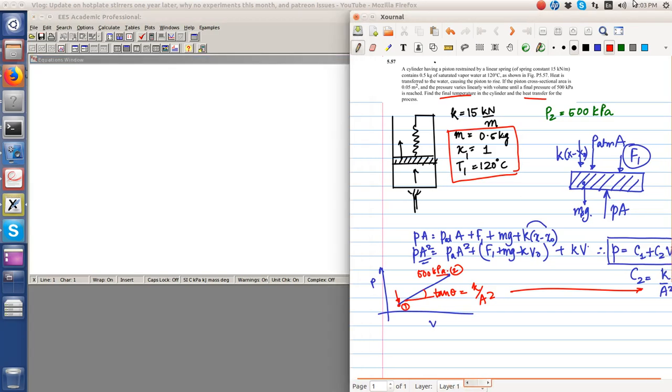So we move on to problem 5.57 of Sonntag, in which we have a piston cylinder arrangement which is attached by a spring. The spring constant is given by 15 kN per meter. The initial state contains mass 0.5 kg at saturated vapor, and at a temperature of 120 degrees Celsius. The final pressure because of the heating is P2 equal to 500 kilopascal.